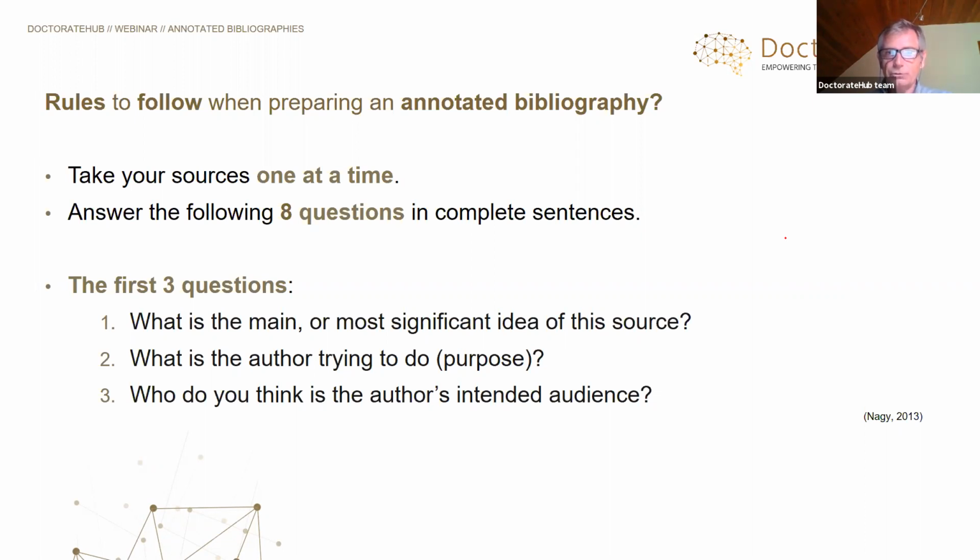What is the author trying to do? So what was the purpose of the paper? And who do you think is the author's intended audience? Okay, that was the first part, where we are trying to understand the content of it.